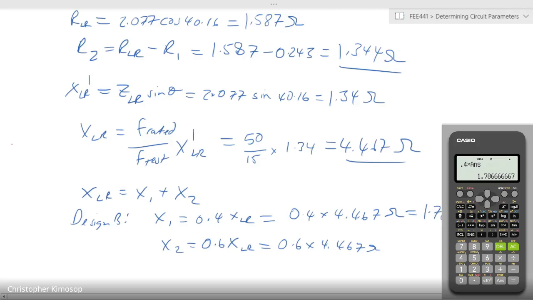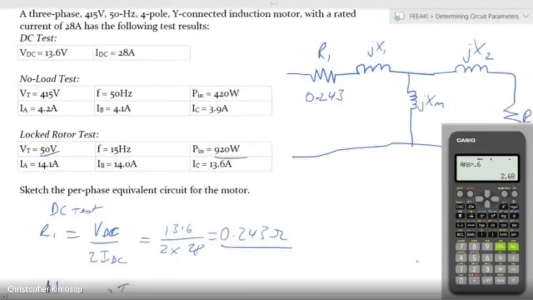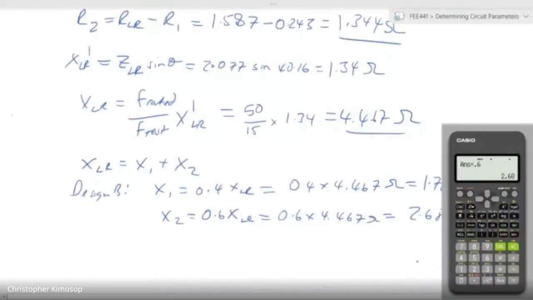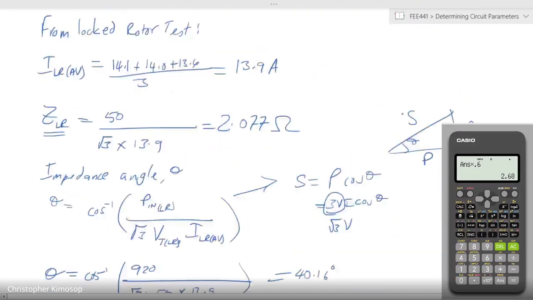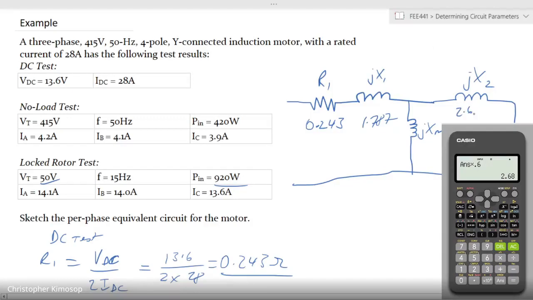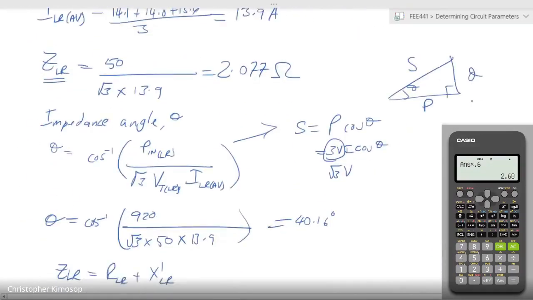That is 1.787, and this is 2.68. Okay. So we now have most of the values that we are talking about. So X1 is 1.787. X2 is 2.68. We get XM.